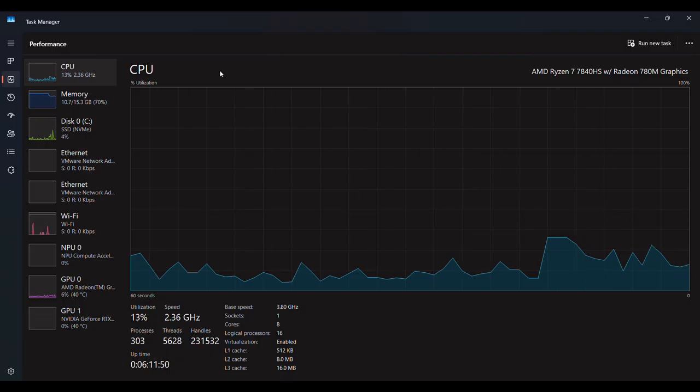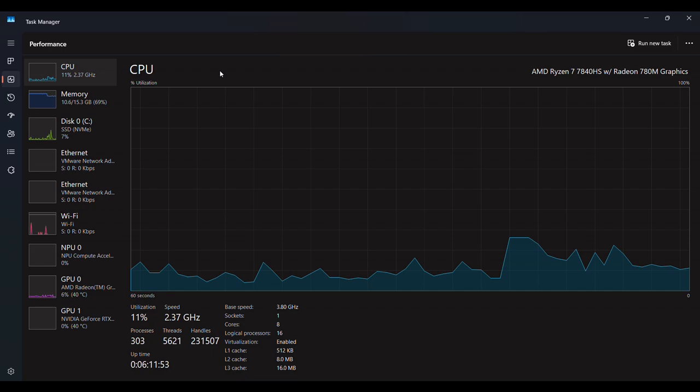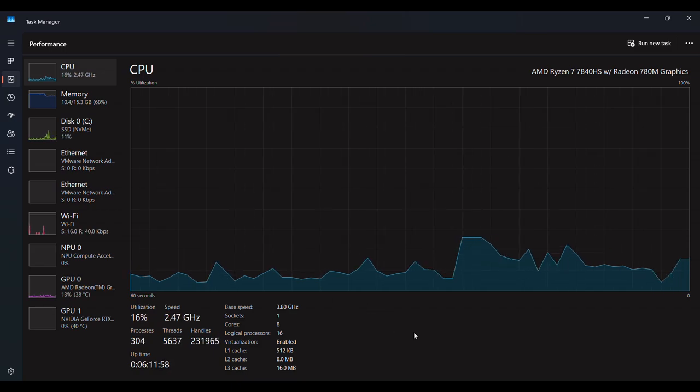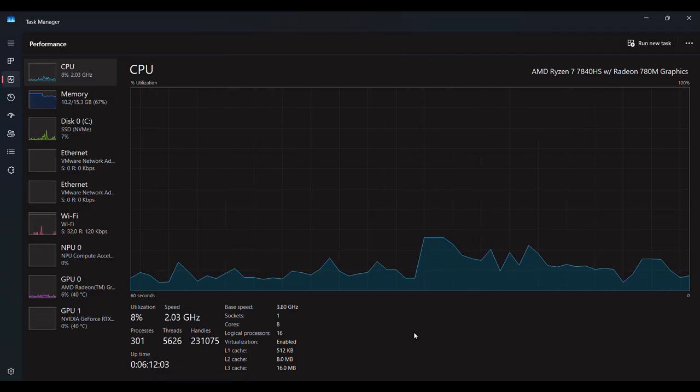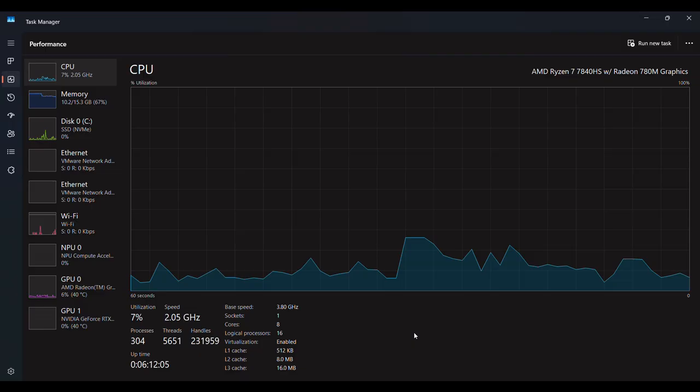Now we are inside the CPU performance section of Task Manager. This area provides real-time visibility into process utilization and overall system workload. CPU monitoring is extremely important because the processor is responsible for executing instructions for application services and operating system operations.